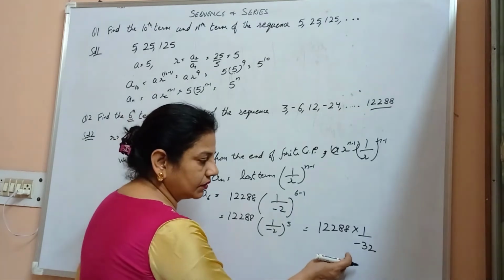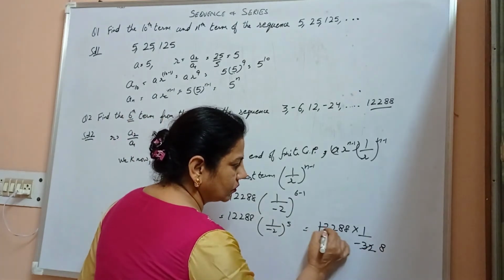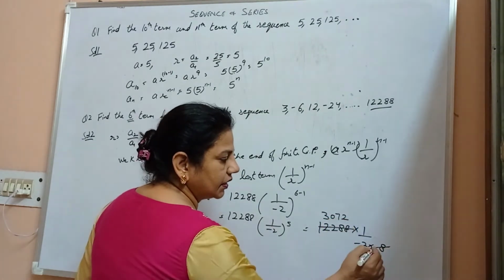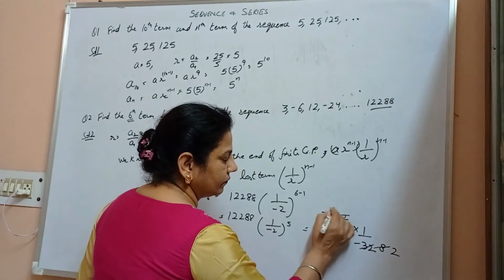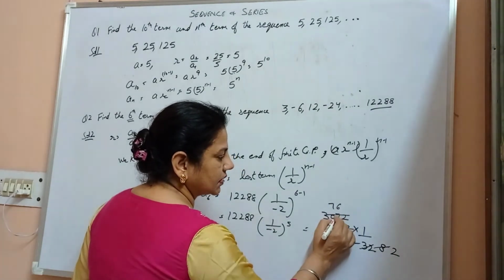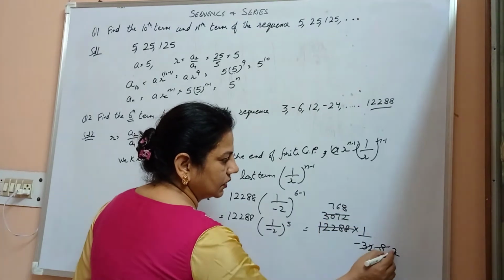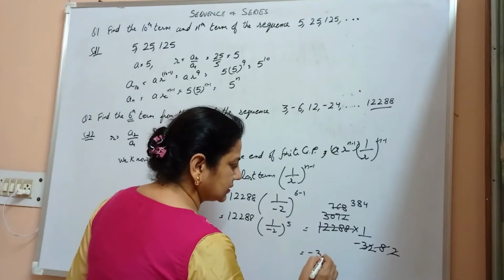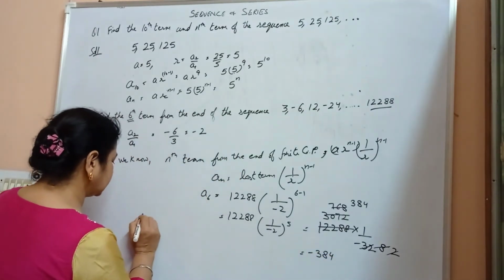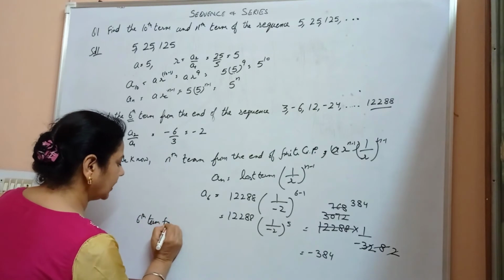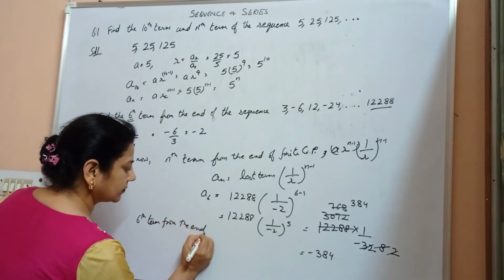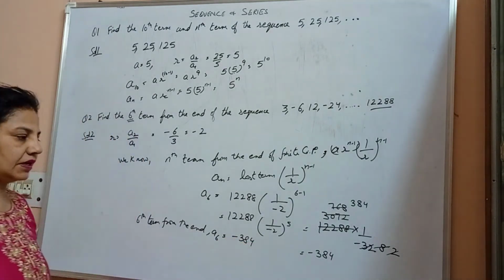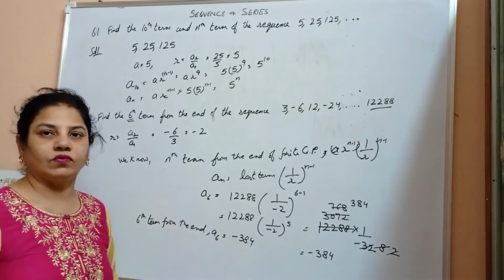Cancel with the table of 4. 4 8s are 32, 4 3s are 12, 0. 4 7s are 28, 4 2s are 8. Again with the table of 4: 4 2s are 8, 4 7s are 28, 4 6s are 24 and 4 8s are 32. So we get 384, and so we have minus 384. So I can say that the sixth term from the end is equal to minus 384.